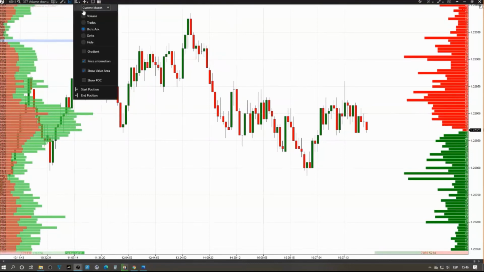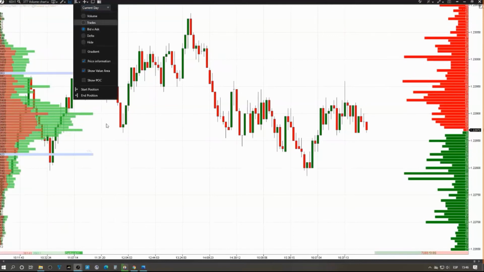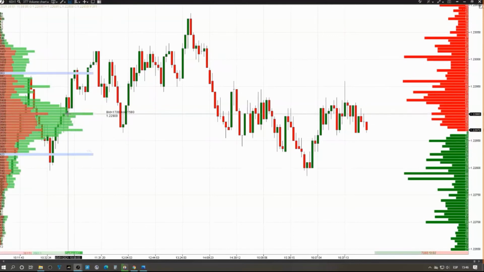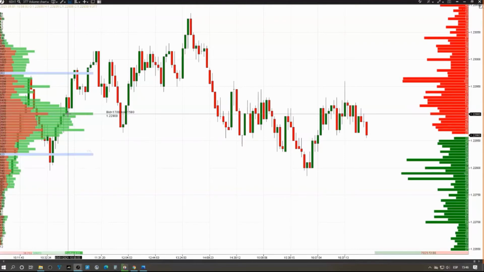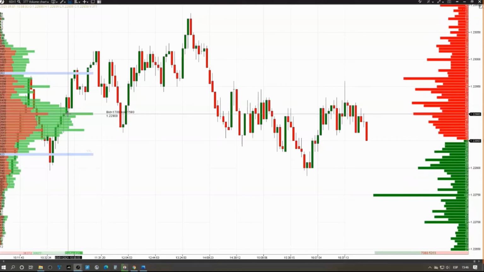Okay, you have to switch to the current day, for example, here. So we can see exactly at this price during this day there were 1,708 sellers and 1,580 buyers. Okay, that's data, that's precision. That's what you need because the professional traders will be looking at this information.